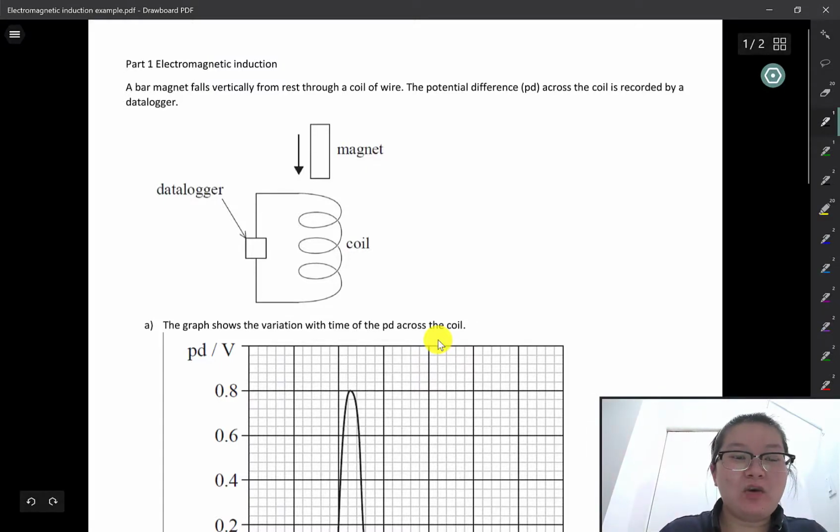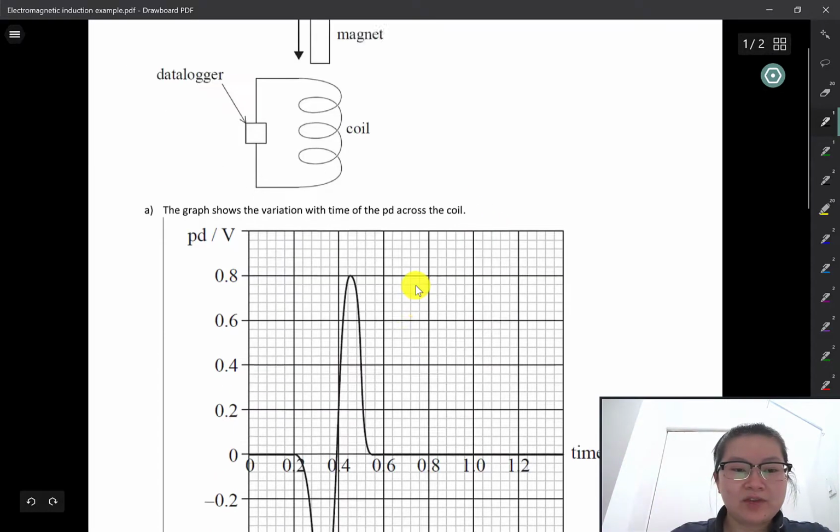In this video, we are going to do an example on electromagnetic induction, in which here we have a magnet. It's going to fall from rest through a coil of wire, and we want to find a potential difference across the coil with a datalogger. So this is in fact an IB question, so let's go through the thinking behind each of these parts.